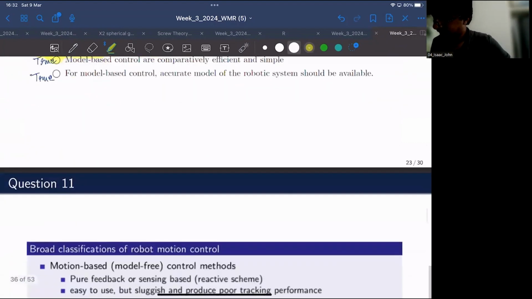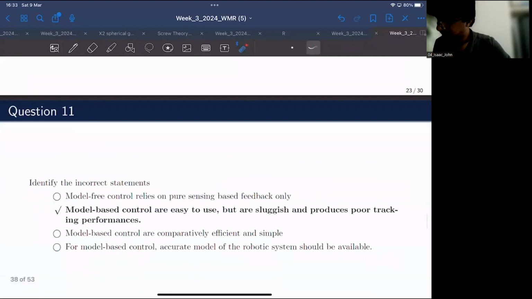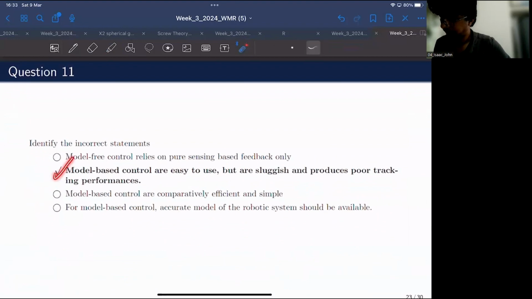Okay, so we'll check the answer. As you have seen, I'll reproduce a screenshot from the lectures. The defining features of model-free controls are they rely on pure sensor-based feedback and they are easy to use but are sluggish. But in case of model-based control, they are efficient and simple, but an accurate model should be available. So in that regard, option B is indeed the correct answer.